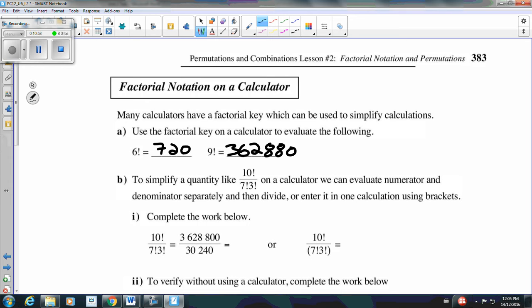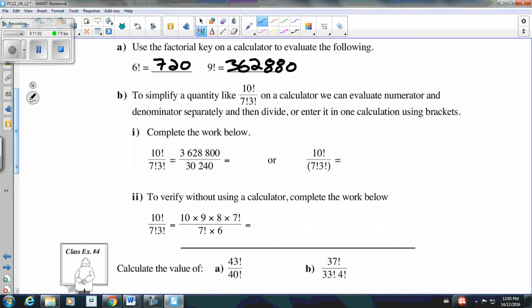To simplify a quantity like 10 factorial over something on a calculator, we can evaluate numerator and denominator separately and then divide, or enter it in one calculation using brackets. It's going to be a lot easier to do it in one calculation as long as you have the brackets. So for example, here you'd want to make sure you have brackets around your denominator.